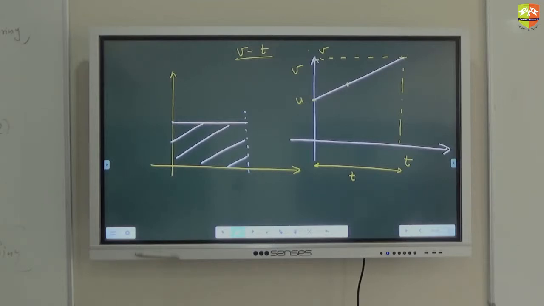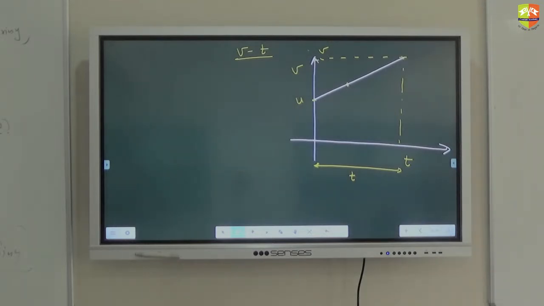How much is the area of the graph? Is it a constant acceleration case or not? Yeah. Is it constant acceleration? The VT graph is a straight line, so it is constant acceleration. So I am trying to find the displacement for constant acceleration. The area of the graph is what? You can divide this into one rectangle and one triangle. Yes or no?